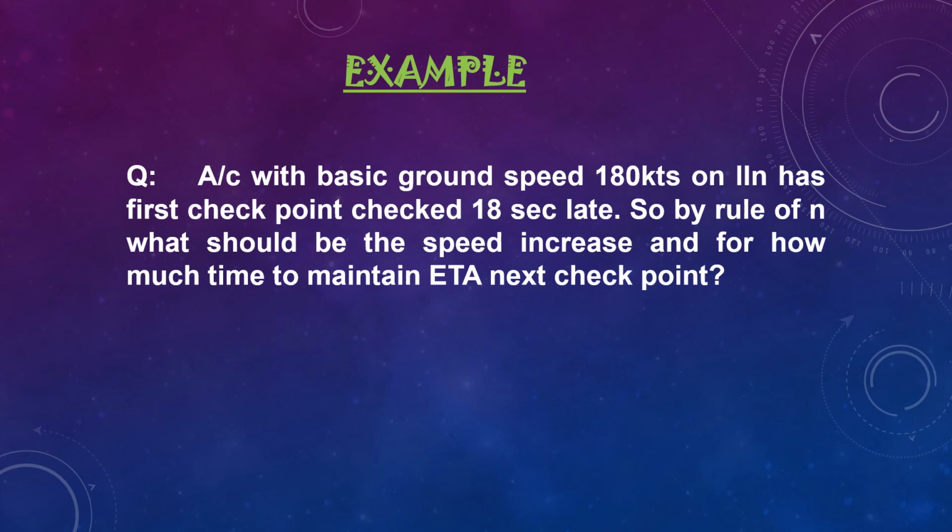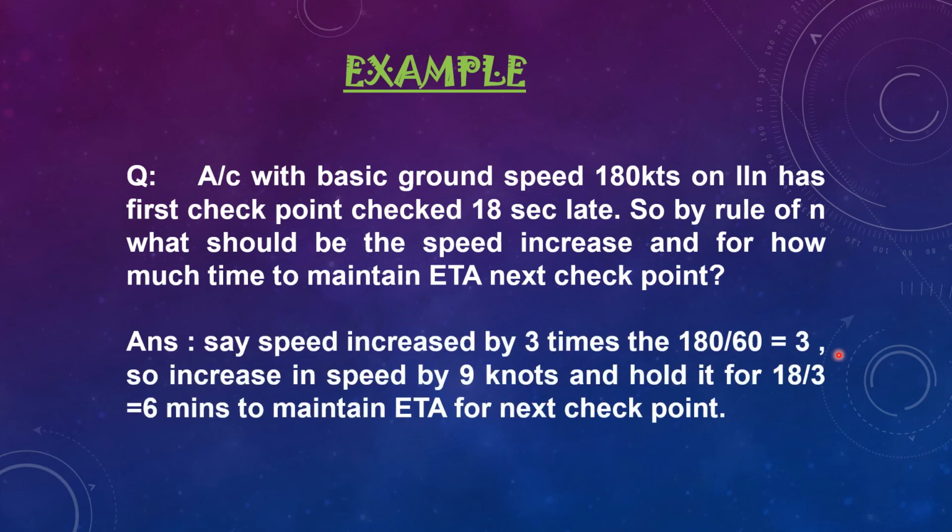Assuming the basic ground speed of an aircraft as 180 knots on a low-level mission, it finds out that on the first checkpoint it is late by 18 seconds. By the rule of n, find out the speed change and the time to hold. As we know, the speed of the aircraft is 180 knots, so the basic ground speed becomes 3 knots per minute. Now applying the rule of 3, we find out that the increase in speed will be 3 times the basic ground speed, that is 9 knots, and time to hold will be 1 by 3 of the time early or late, which comes out to be 6 minutes.